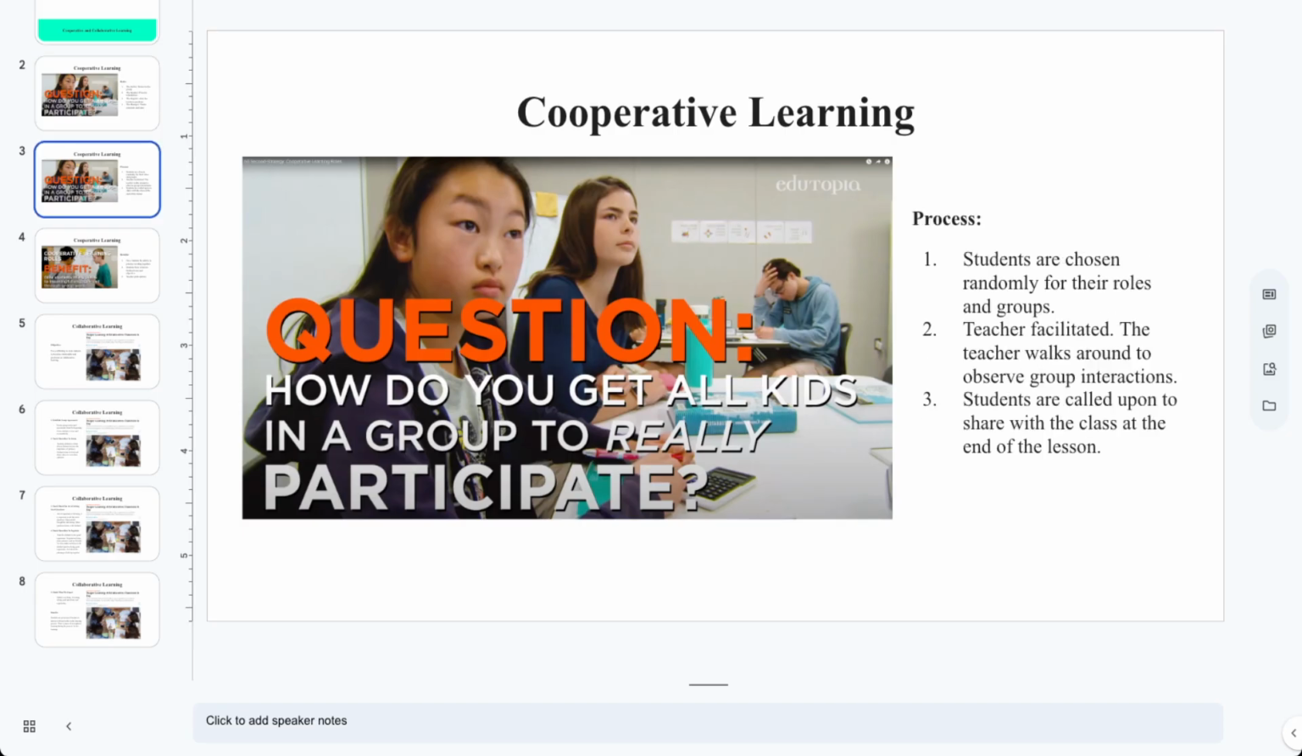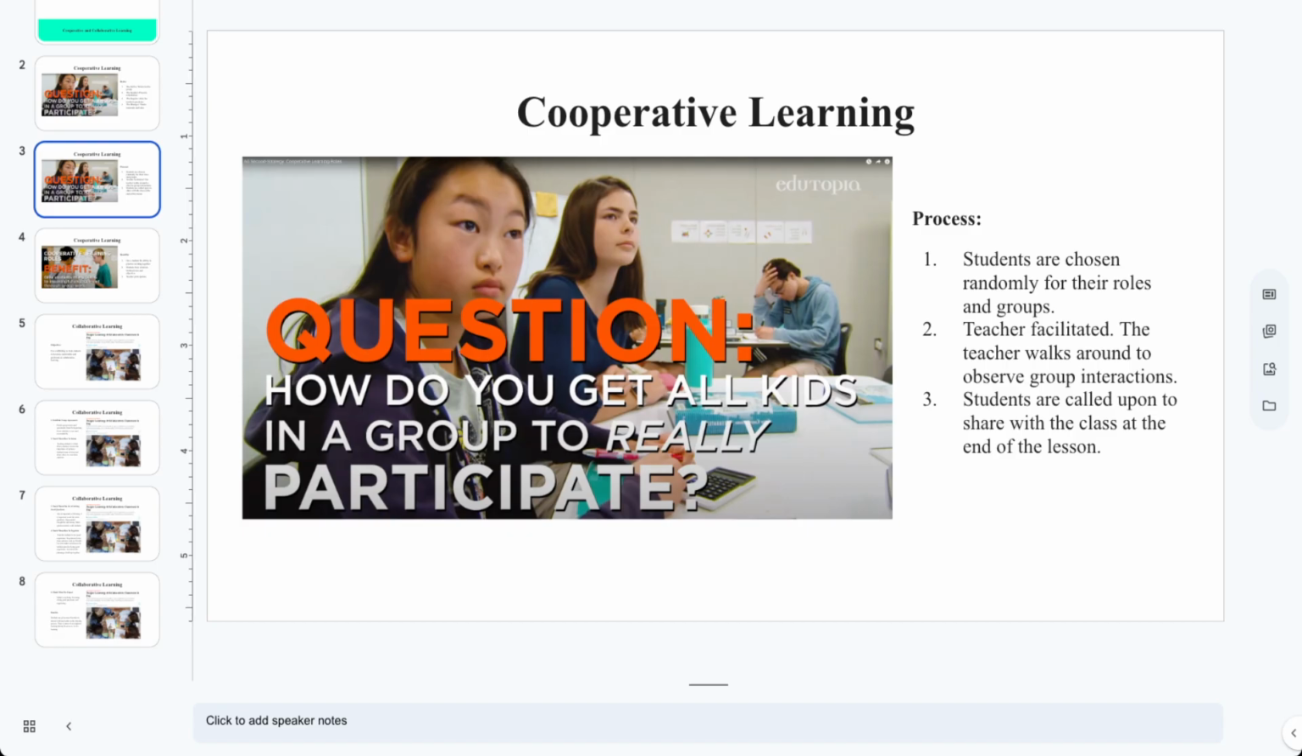The process for this cooperative learning for this classroom is that students are chosen with the teacher's randomizer, and at random they're selected for both role and groups, which is pretty big, so the students aren't stuck with the same group. They're also not stuck with the same role. They get to switch roles every time a new lesson is presented.